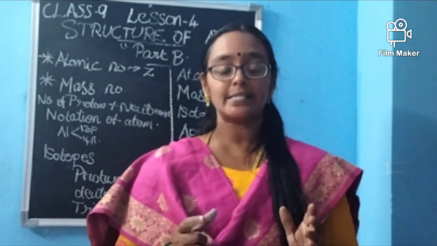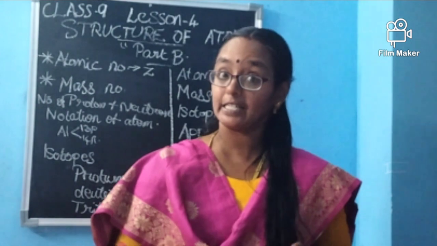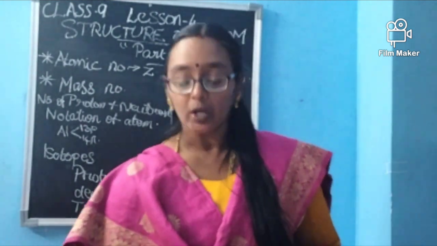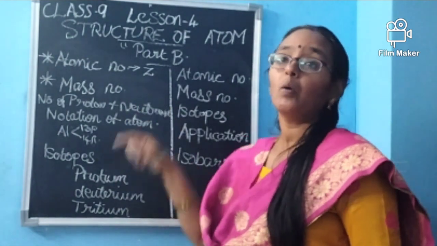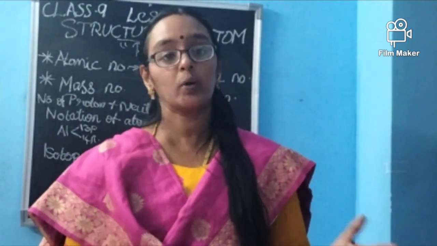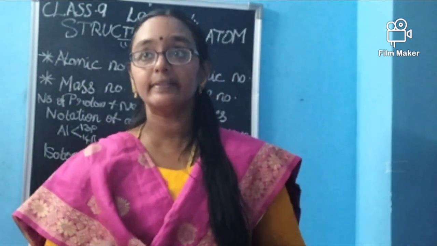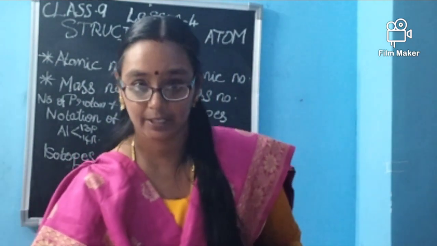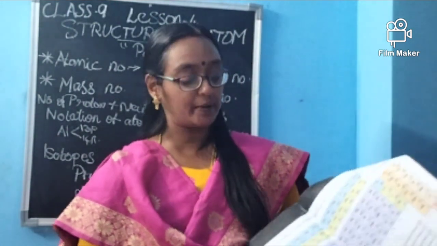Atomic number says how many protons are present in the atom. That is atomic number, and it is denoted by the letter Z. We can say without protons there is no atom. Every atom will have protons. With that we are arranging the periodic table itself according to atomic number.